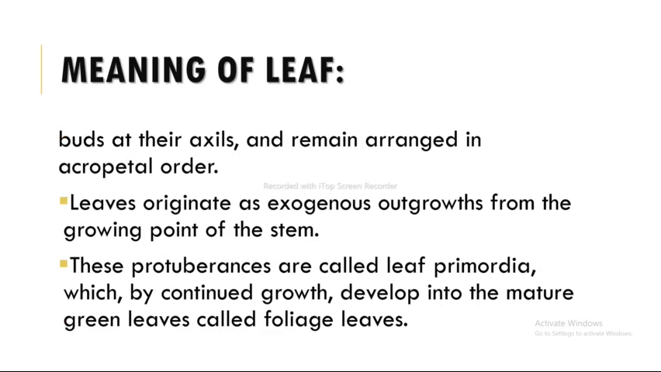So leaves originate as exogenous outgrowths from the growing point of the stem. These protuberances are called leaf primordia, which by continued growth develop into the mature green leaves, which are known as foliage leaves. Now the question is, what is meant by protuberances? A thing that protrudes from something else, or the fact or stage of protruding. This is known as protuberance.